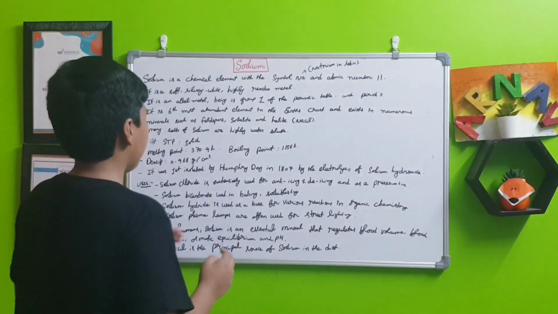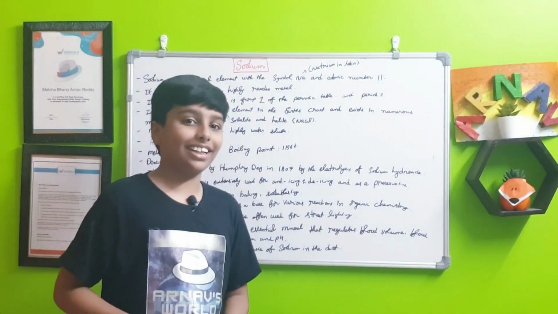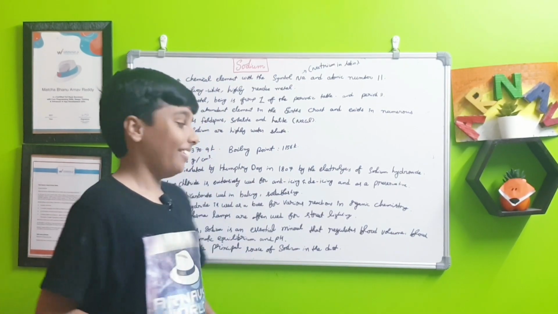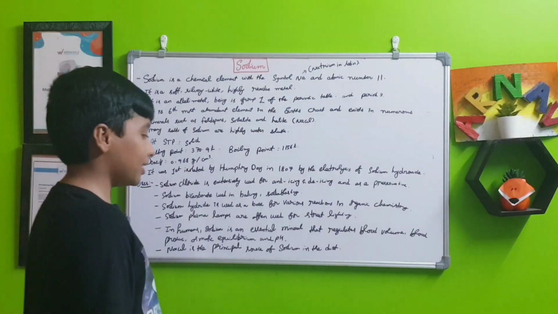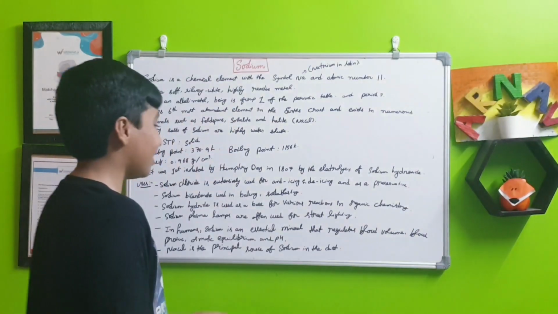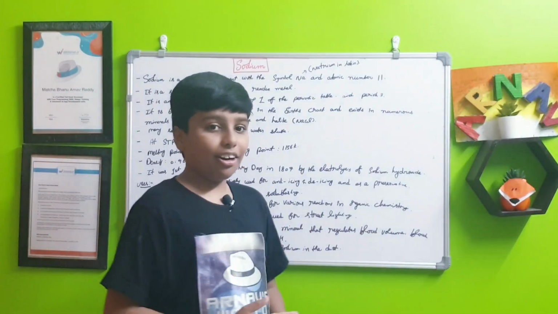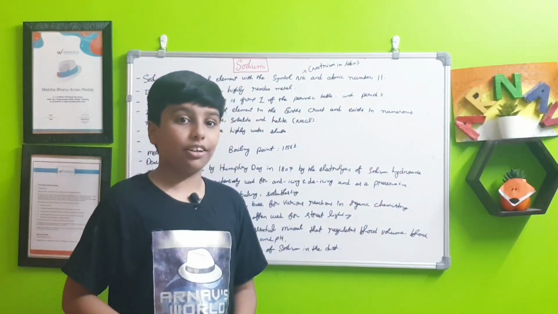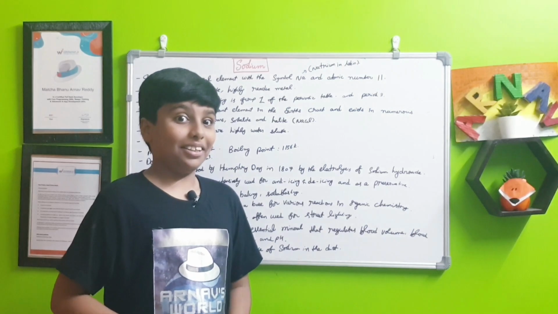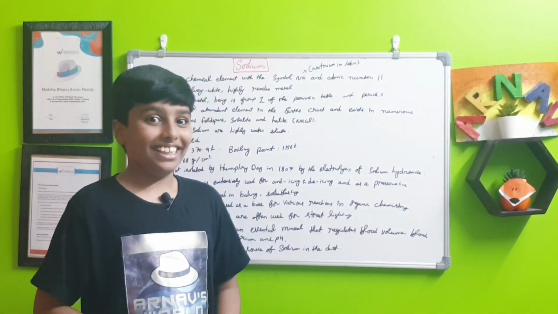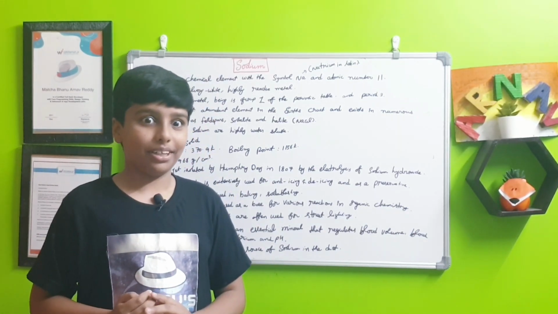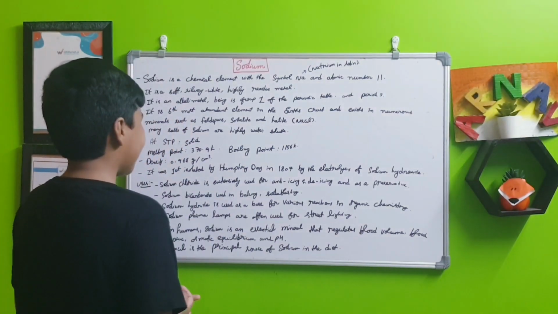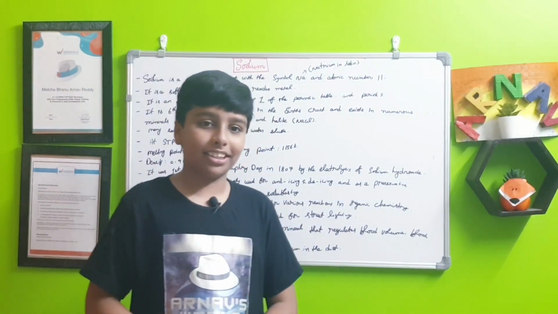Again, sodium vapor lamps are often used for street lighting. Next, in humans, sodium is an essential mineral that regulates blood volume, blood pressure, osmotic equilibrium, and the pH of our body. It does many things inside our body also. So we need to eat a bit of salt, and salt is the principal source of sodium in our diet.